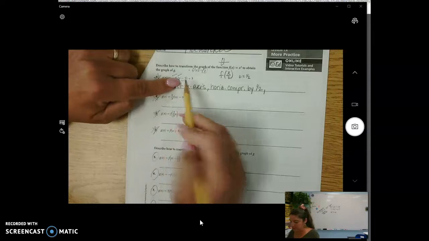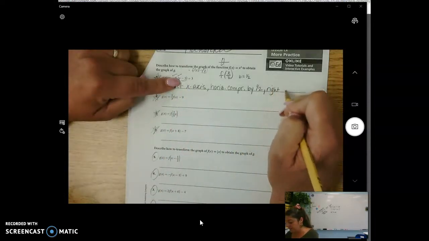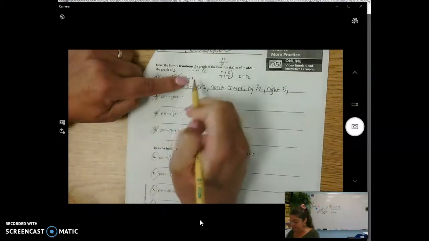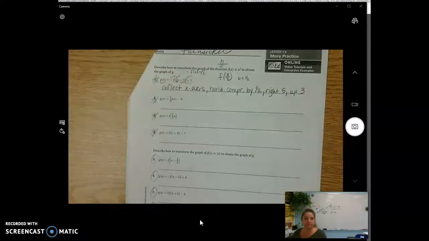Let's go take care of the minus 5. Minus 5 makes it go to the right 5 places. And then plus 3 is going to make it go up 3. And that's it. Let's do it again.